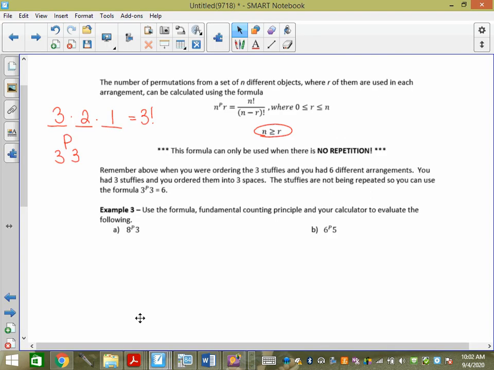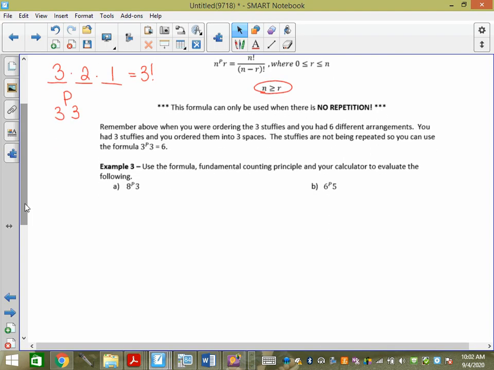Okay. So let's look at these. We're going to use the formula to show that it works with the formula actually too. This is your formula sheet. This is actually the formula sheet you're going to get. I'm getting them laminated. But this is the exact formula on your formula sheet. There's an nPr formula right here and an nCr formula right here. So you don't have to memorize them. They're on the formula sheet.